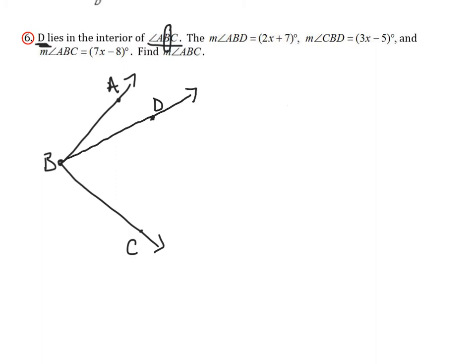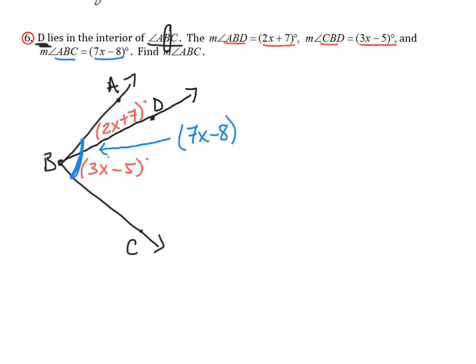Now they go on and give me more information. ABD is 2x plus 7. So this angle up top is 2x plus 7. Next, they tell me CBD is 3x minus 5. So that's this angle down here. And lastly, they tell me that ABC is 7x minus 8. In order to show that, I'm going to mark this one in a different color. So ABC, remember that's referring to the whole angle. I'm going to draw a little arrow and say that this angle right here is 7x minus 8.